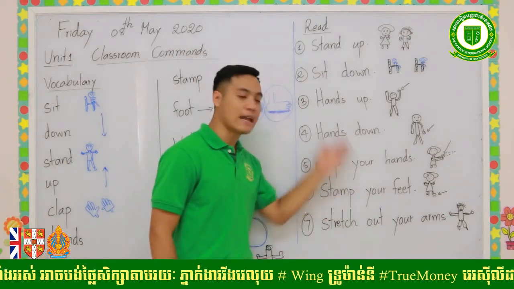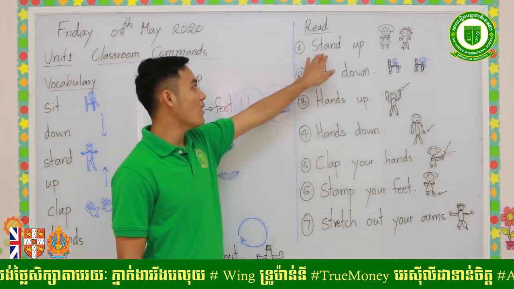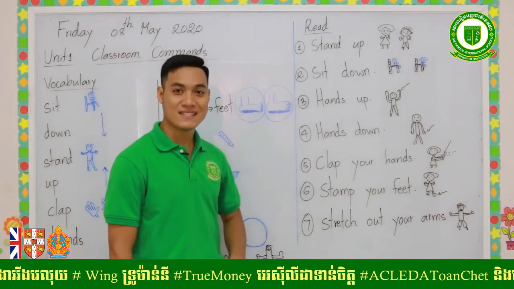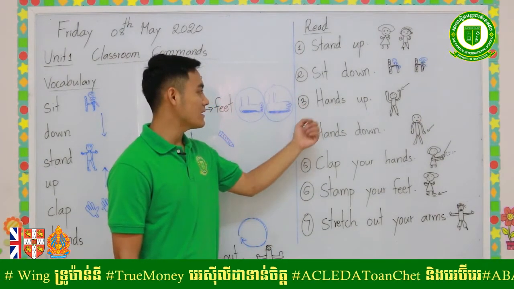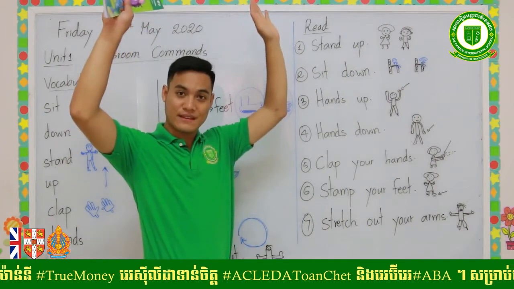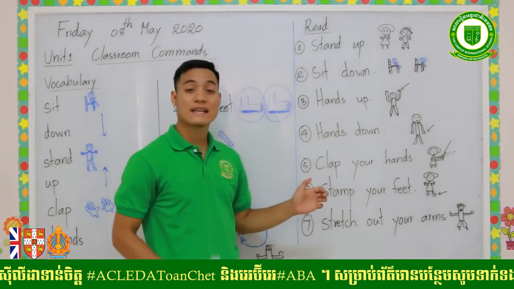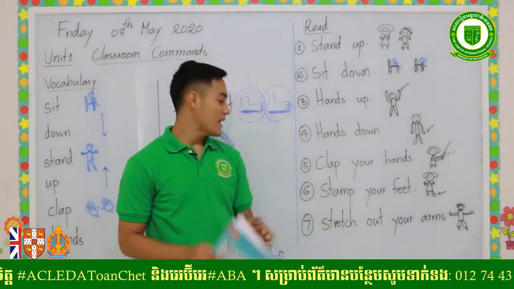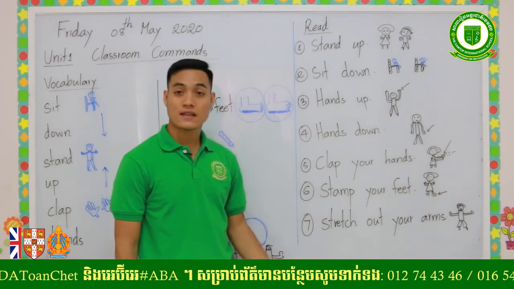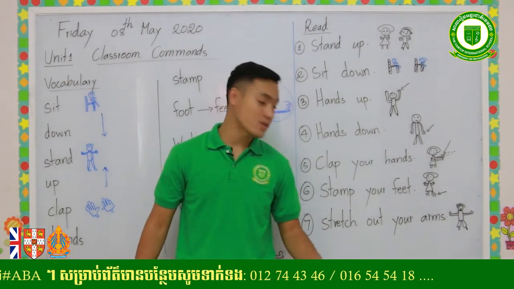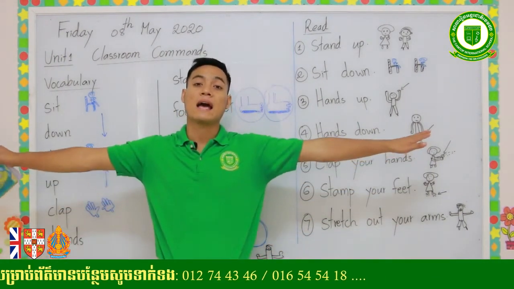And here are the classroom commands. Number one is stand up. Number two is sit down. Number three is hands up. Number four is hands down. Number five is clap your hands. Number six is stomp your feet. And the last one is stretch out your arms.